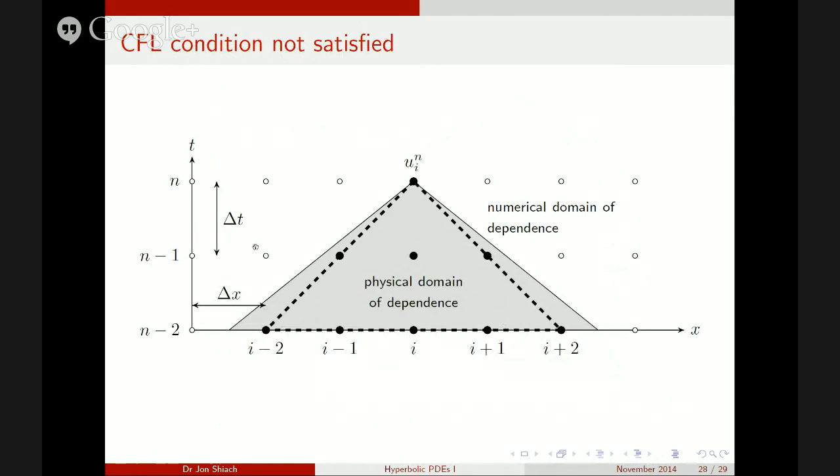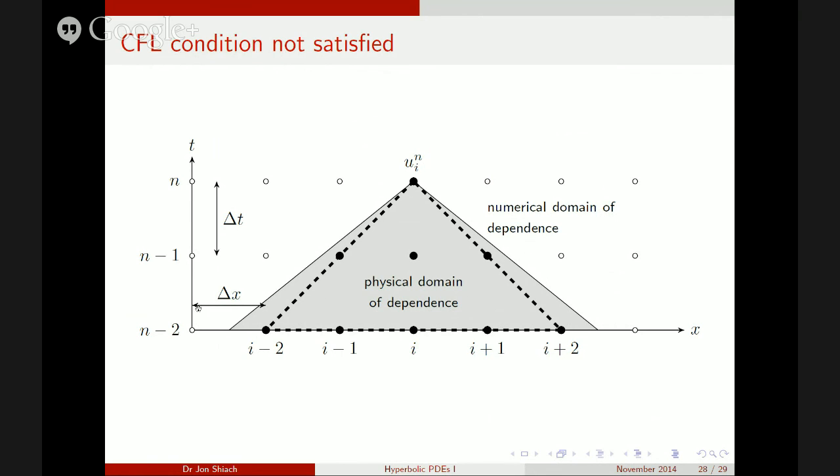Can anybody give a guess on how we could make it so this would be satisfied? How can I make this physical domain, this gray region, fit inside this region? Yes, you could do that. Instead of just using this one, I could use that node there and that node there. That would work, yeah.